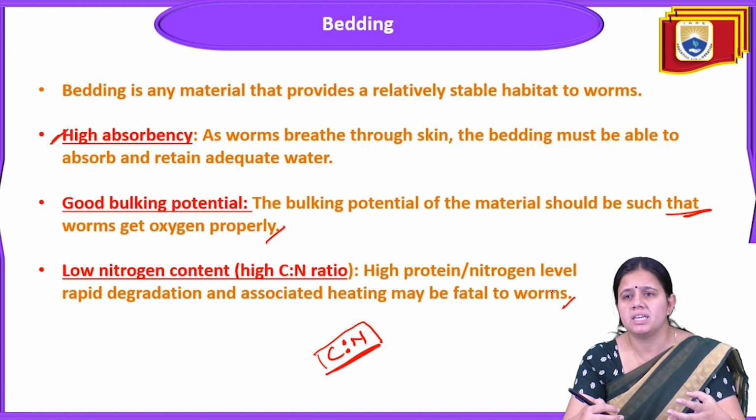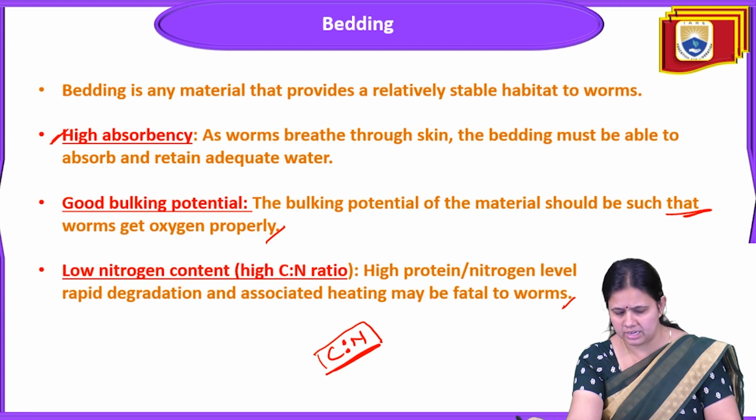So this bedding is an important parameter for the earthworms to grow in good condition. These are the main characteristics: high absorbency, good bulking potential, and low carbon nitrogen content.